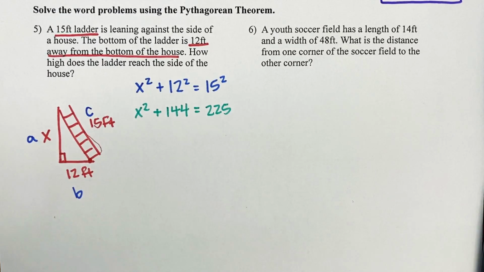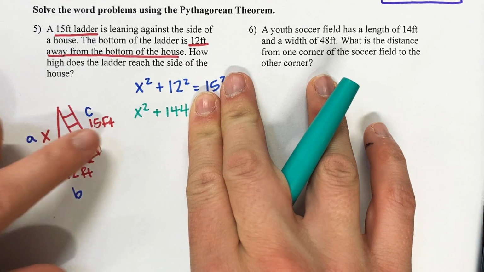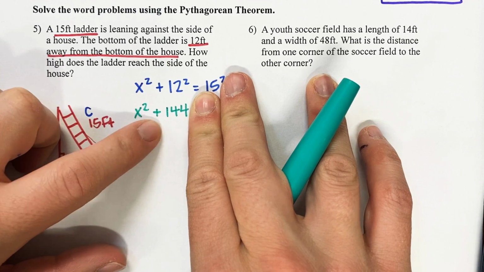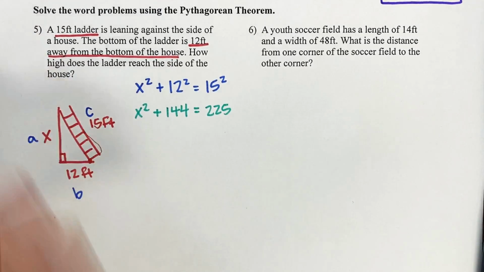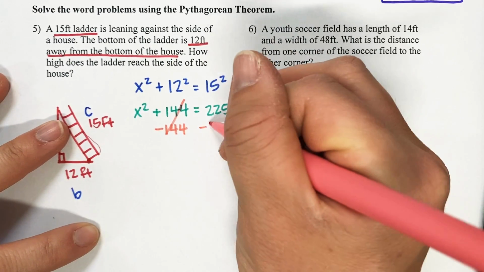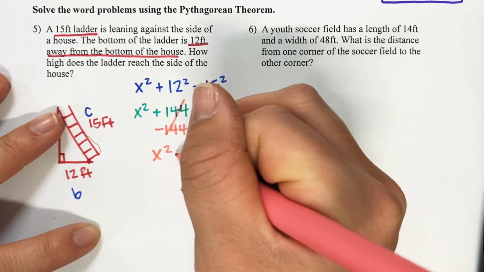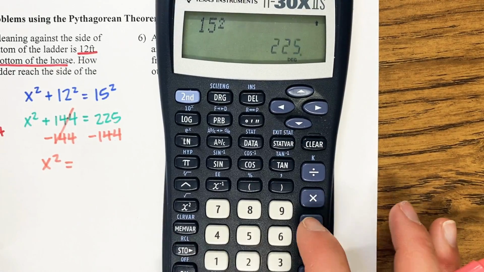Now these are some big numbers, but that's okay. We're still going to solve it the exact same way. So we're looking at our side with our X. I need to get rid of the square and the 144. Which do I get rid of first? We need to get rid of this plus 144. So we are going to subtract 144 from both sides. So we get X squared is left over here, equals, what is 225 minus 144?